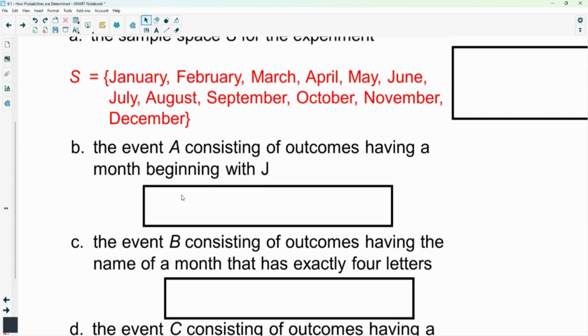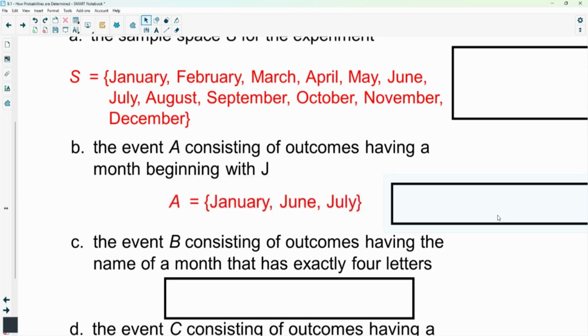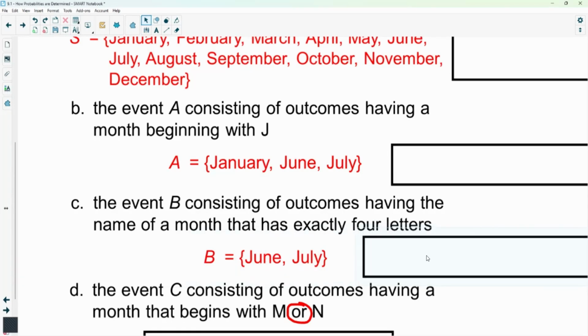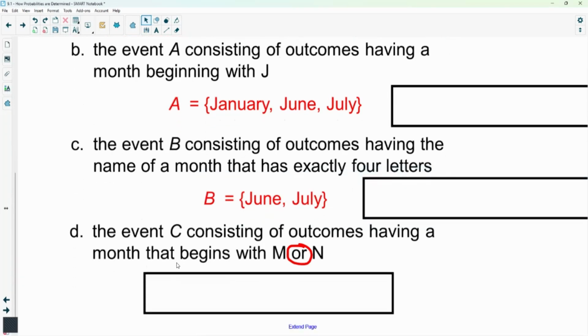See, that's very specific. So even though you have 12 pieces of paper in a jar, and there are 12 possible outcomes, you're only looking specifically for the months that start with J. So those will be January, June, and July, right? Event B, consisting of the outcomes having the name of a month that has exactly 4 letters. So again, which are the months with exactly 4 letters? June and July.